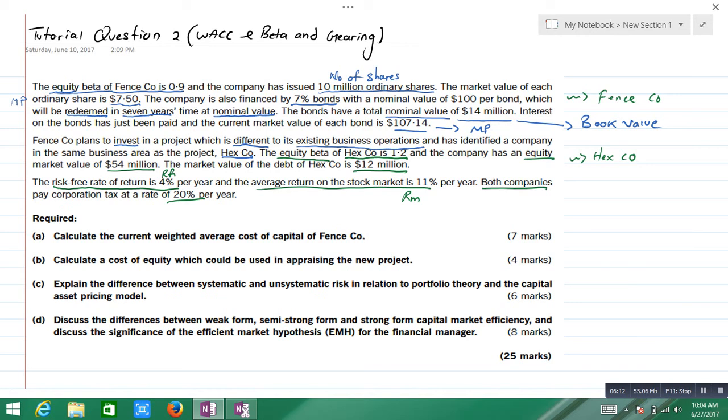So we're going to calculate the current WACC, but remember we're going to calculate it for Fansco only. The WACC is going to be only for Fansco, so we're only going to concentrate on Fansco, the first paragraph, and of course the last paragraph. Okay, let's start.